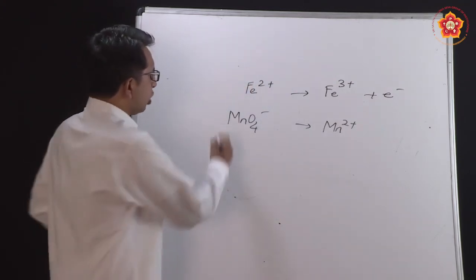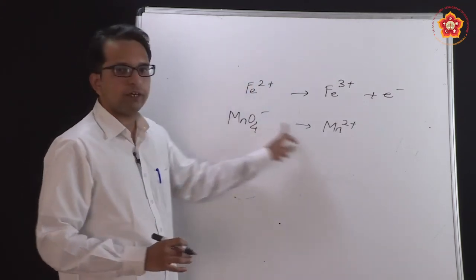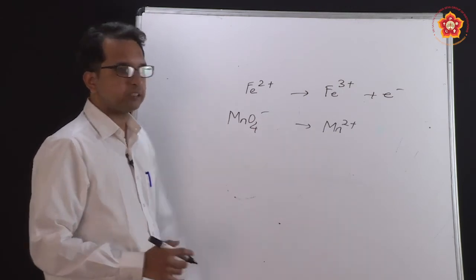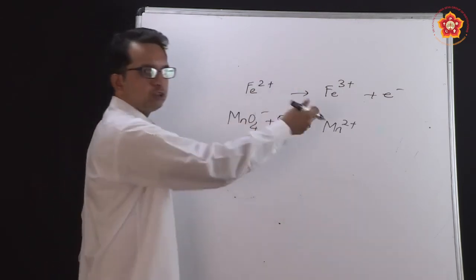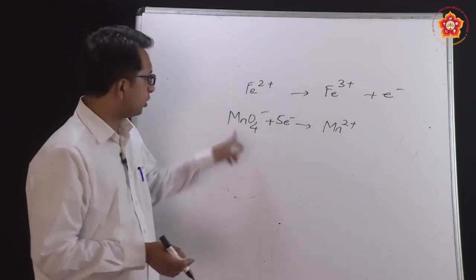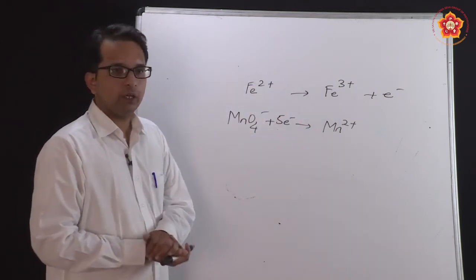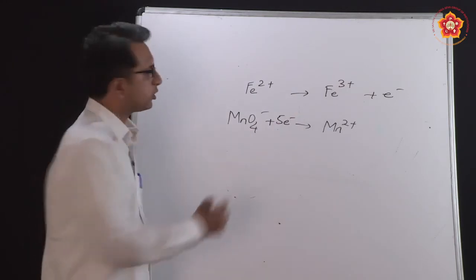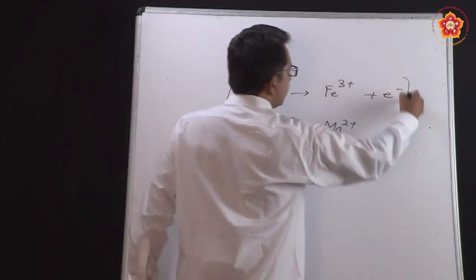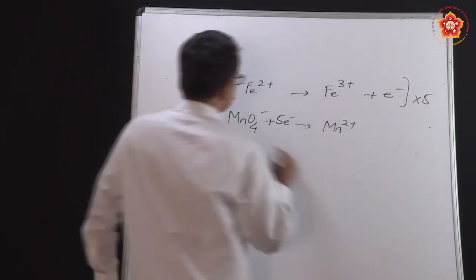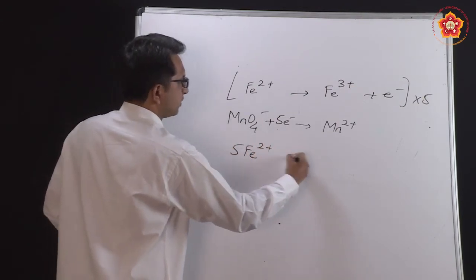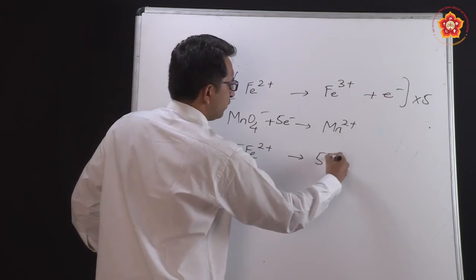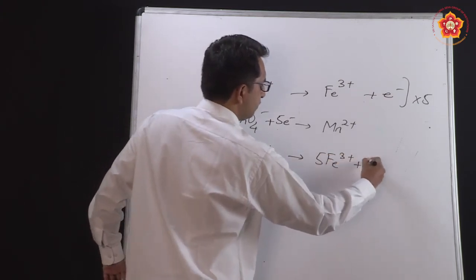So, that losing of 1 electron, let me write it here. In this case, the oxidation states have changed from +7 to +2. So, change from +7 to +2 indicates that this has taken 5 electrons to undertake this change, because there is a difference of 5. Now, when I have to balance the number of electrons, I need to multiply this entire equation by 5. So, when I multiply that, I am going to write it as 5 Fe2 plus giving rise to 5 Fe3 plus plus 5 electrons.